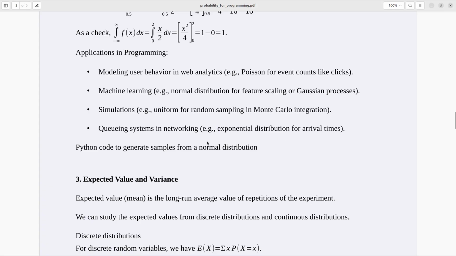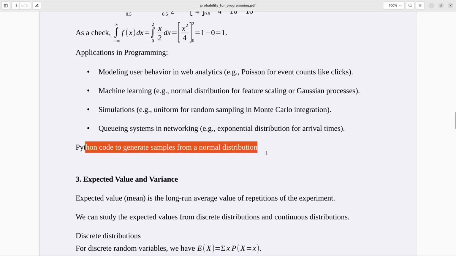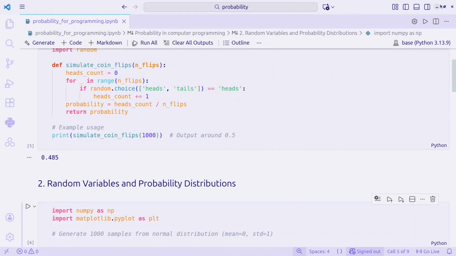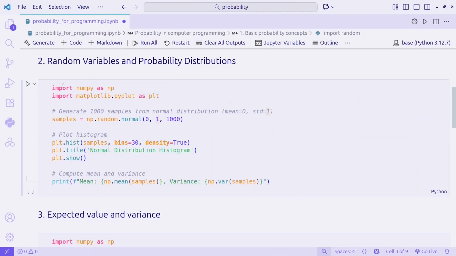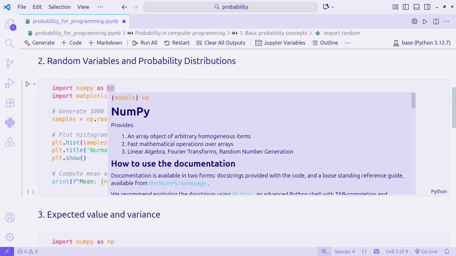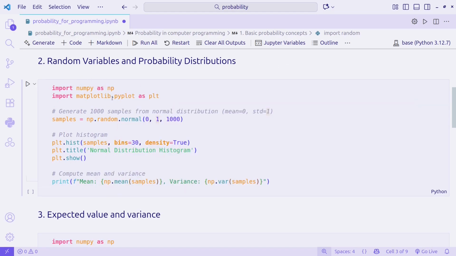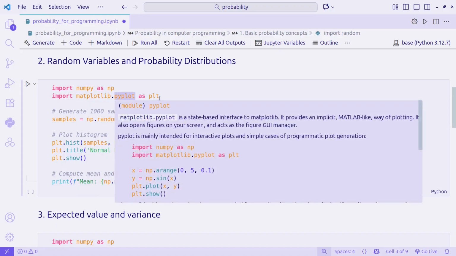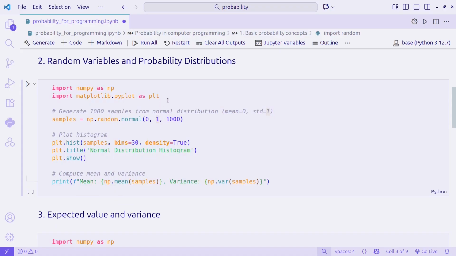Okay. So let us see how we can use Python to generate some samples from a normal distribution. So here I have some code snippet here. I need to use NumPy, and I want to use matplotlib.pyplot here to help me do the plotting of the graph as well as getting the random numbers. Okay. So I want to generate 1000 samples from the normal distribution with the mean of the normal distribution as 0 and the standard deviation of the normal distribution as 1.